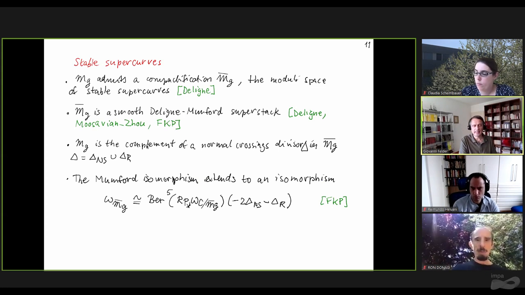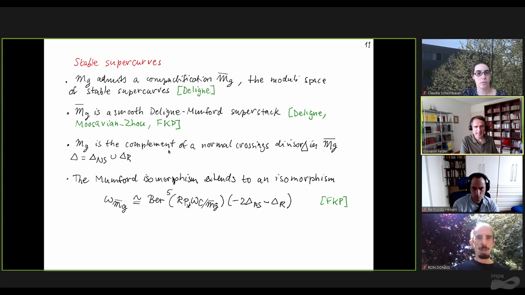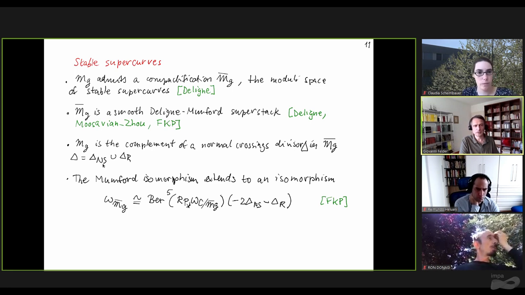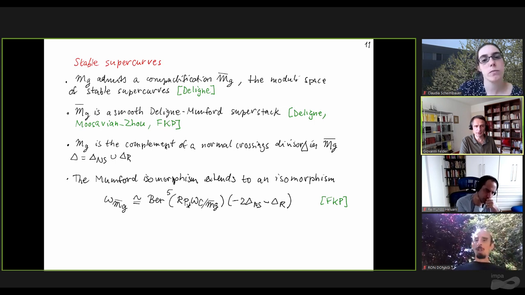Okay, and then there is a compactification, which is a smooth Deligne-Mumford superstack, and this is outlined in this letter of Deligne, and recently in our paper we also give a construction of that superstack. And as in the classical case, the usual moduli space is the complement of a normal crossings divisor in the compactification. And there are two components of that divisor, depending on the nodes: Neveu-Schwarz node or Ramond node.